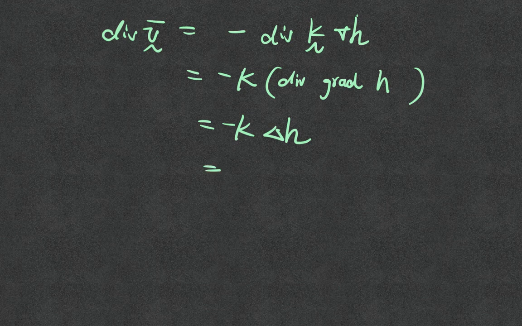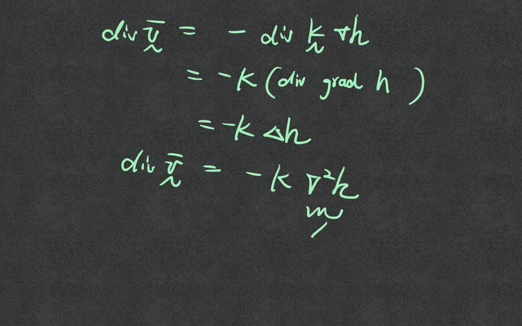We can simply write it as some kind of second derivative, or sometimes we also write it like this. So what happens is that the divergence of the Darcy's velocity is equal to minus K times the Laplacian of the potential.